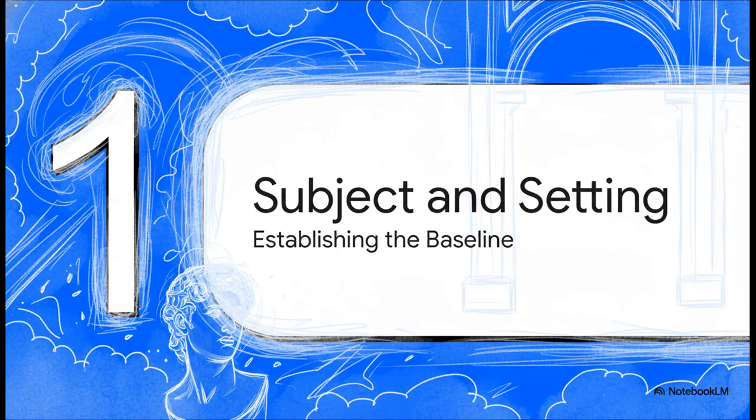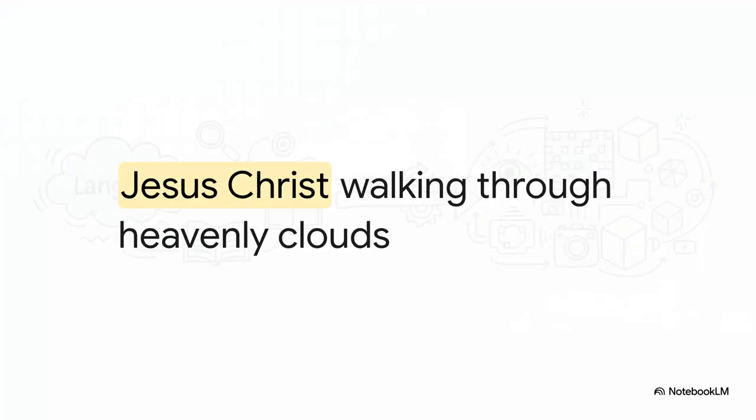Moving to our next part, the subject and the setting, establishing the baseline imagery. Because before we can add the stylistic paint, we need the canvas and the subject. Let's see how this builds, by starting with the grand, sweeping spiritual imagery that forms the core action of the text. Let's isolate our anchor text right here. Jesus Christ walking through heavenly clouds.